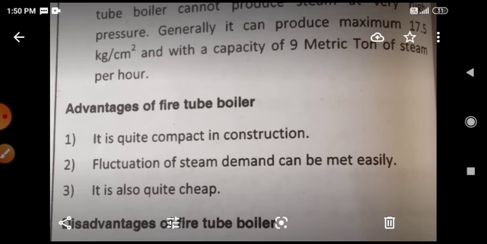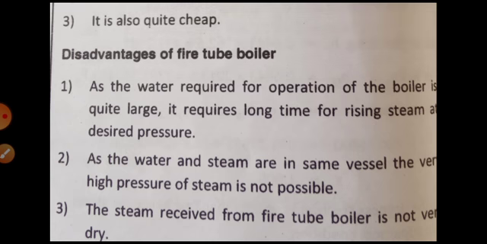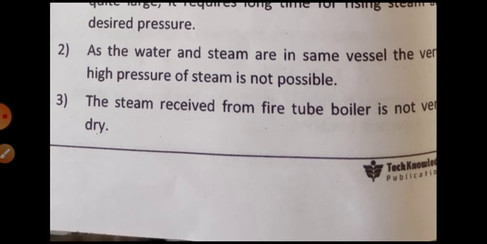Then fluctuation of steam demand can be met easily, and it is also quite cheap. Let's see disadvantages. As the water required for operation of the boiler is quite large, it requires long time for raising steam at desired pressure. As water quantity is higher, the fuel required is also very high, to take that water from the atmospheric pressure, convert it into steam and then take it to the higher temperature, it's quite a tough job. As the water and steam are in the same vessel, very high pressure of steam is not possible. The steam received from fire tube boiler is not very dry.